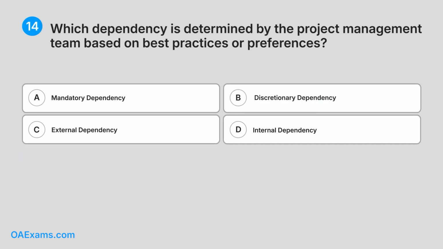14. Which dependency is determined by the project management team based on best practices or preferences? A. Mandatory dependency. B. Discretionary dependency. C. External dependency. D. Internal dependency. What do you think is the answer?